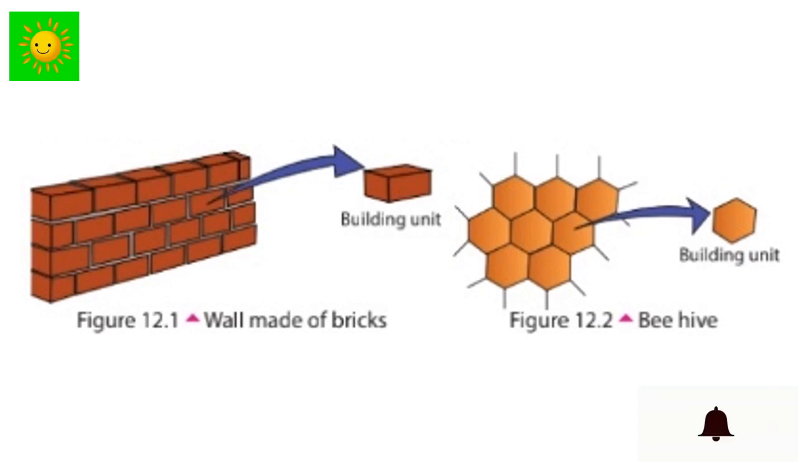The brick wall is made up of numerous bricks. In the same manner, a beehive is composed of numerous hexagonal units. Now you can see how the wall is made and how the beehive is made.